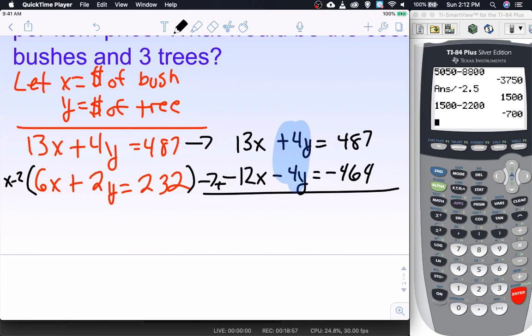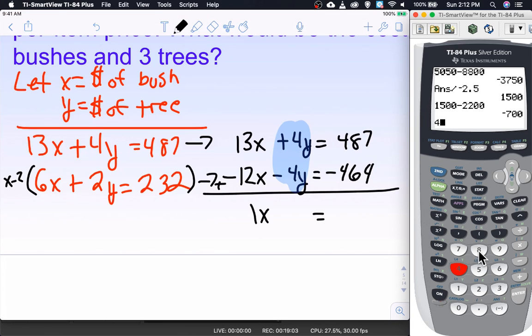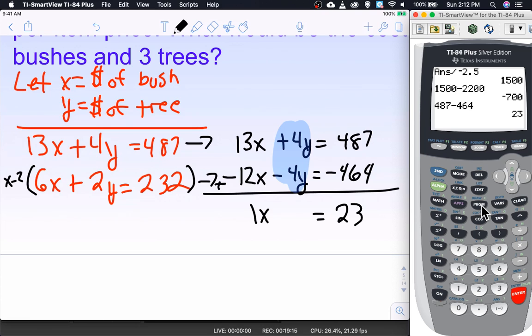So now I have 1x equals whatever this is. 487 minus 464 is 23. So whatever x is, it's 23, because I don't need to divide by one. It's just x is 23. So 23 is the cost of a bush. So one bush costs $23.